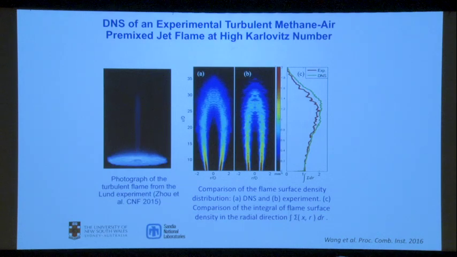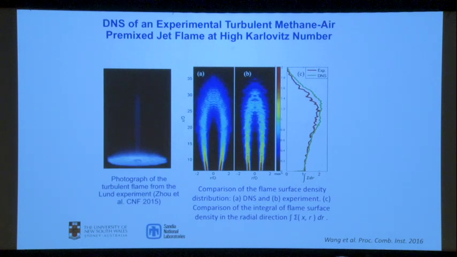So we chose to do DNS in the so-called distributed or broken reaction zones regime where the Karlovitz number is larger than 100. And to compare the amount of flame wrinkling, or the so-called flame surface density, the amount of area that's generated per unit volume from this turbulent flame in an average sense, this is a RANS image of the flame surface density. We've compared the DNS here on the left with the experiment on the right, and you get roughly the same flame height and roughly the same height and width of the flame surface density.